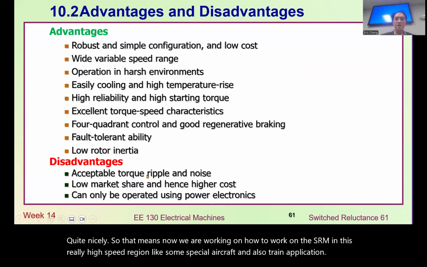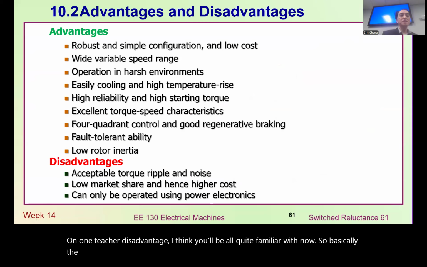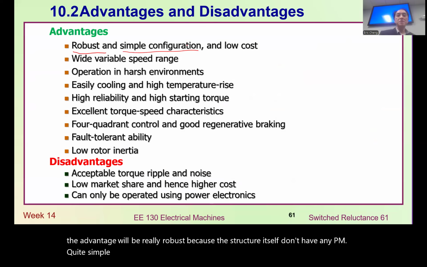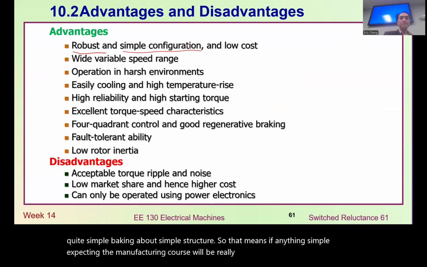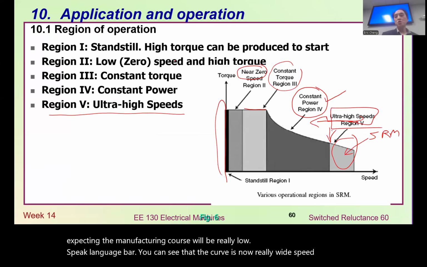So advantage and disadvantage, I think we are all quite familiar with now. Basically, the advantage will be really robust because the structure itself doesn't have any PM, quite simple. That means if anything is simple, we can expect the manufacturing cost will be really low. The speed range is wide. You can see the curve we had just now covers a really wide speed range, from really low speed to high speed.